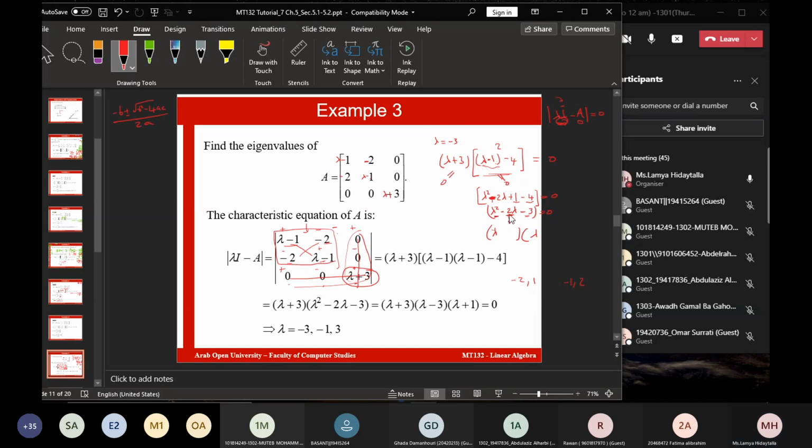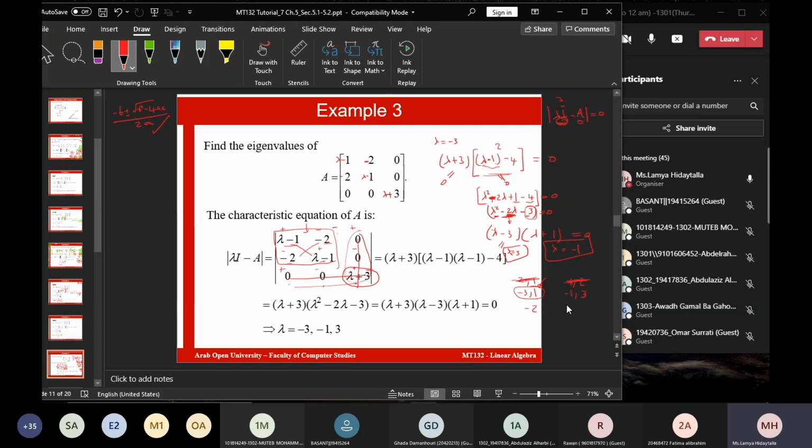So their addition is minus 2 and their multiplication is minus 3. So here it is either minus 3 and 1, or minus 1 and 3. When you add, which one gives minus 2? This is correct, because minus 3 plus 1 is minus 2. So that is this: lambda minus 3 and lambda plus 1, and this is equal to 0. So either lambda equals 3 or lambda is equal to minus 1. Okay, you can reach the same solution if you go that way.